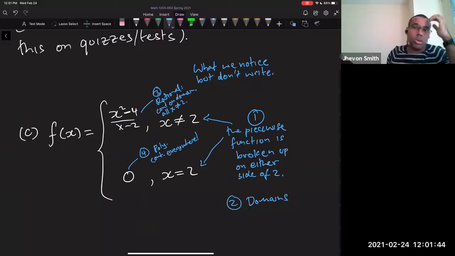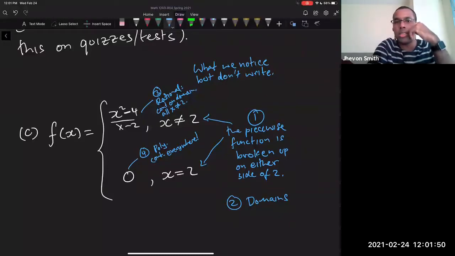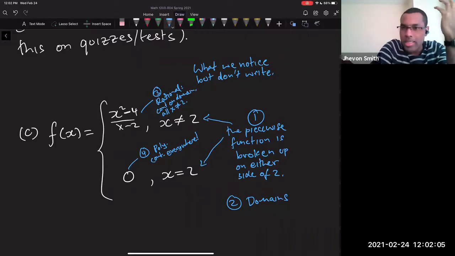Right? So these are just some things that are going through my head when I look at this problem. I look at this and I'm like, okay, it says x is not 2 versus x is 2. Oh, so x equal 2 is something I should be paying attention to because it's different at that point versus away from that point. Okay, so then I'm going to start thinking, what are the domains of the pieces that I'm looking at?